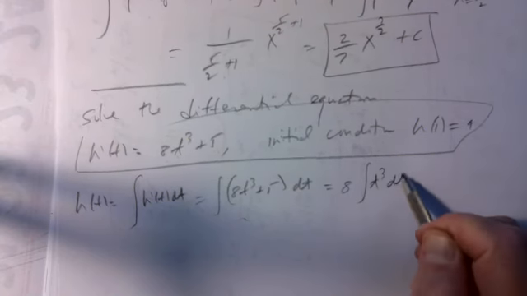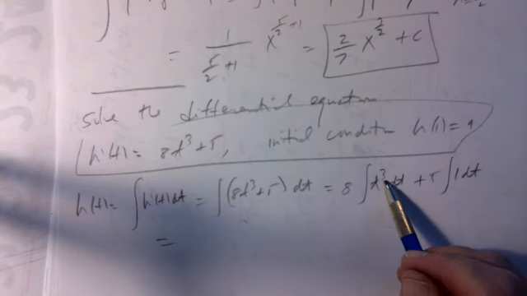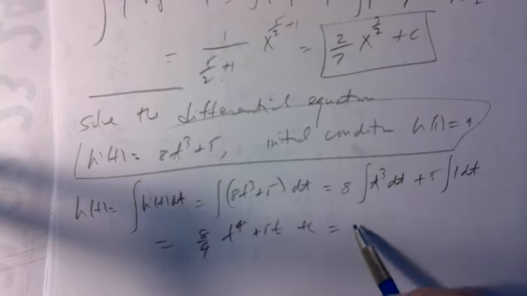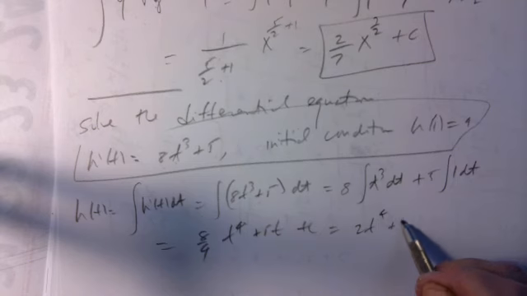So h of t is the antiderivative of h prime of t. That's the integral of 8t cubed plus 5 dt. This is 8 times the integral of t cubed dt, I'm just expanding this, plus 5 times the integral of 1 dt. If you add 1 to 3, you get 4. So you get 8 over 4 t to the fourth plus 5t plus a constant, or 2t to the fourth plus 5t plus a constant. That's what h of t is equal to. When you differentiate this, you get 8t cubed plus 5.